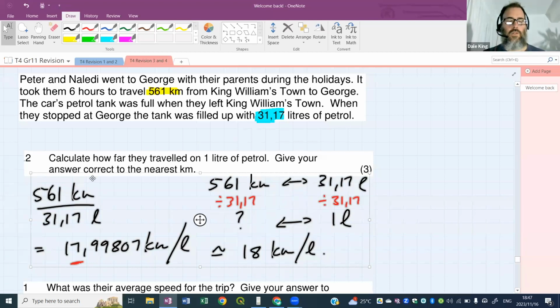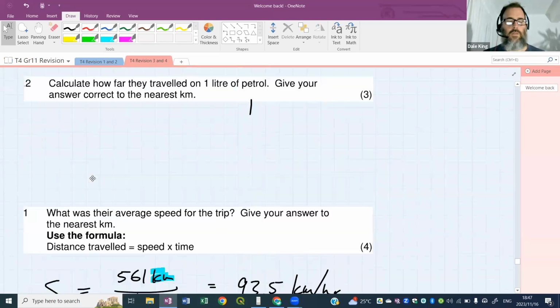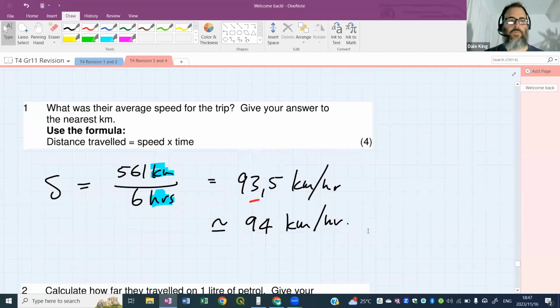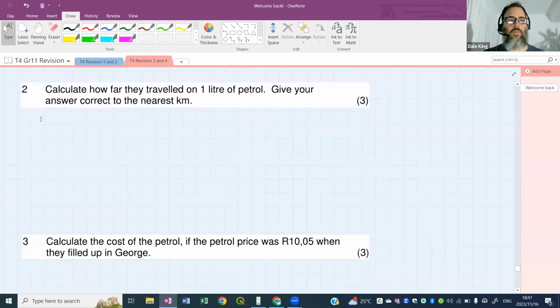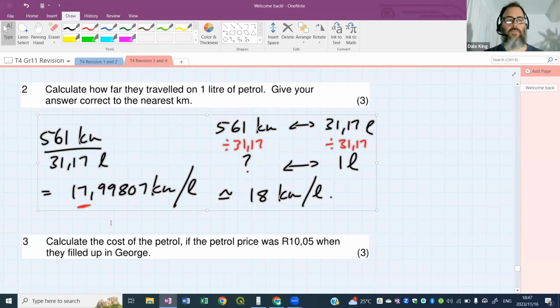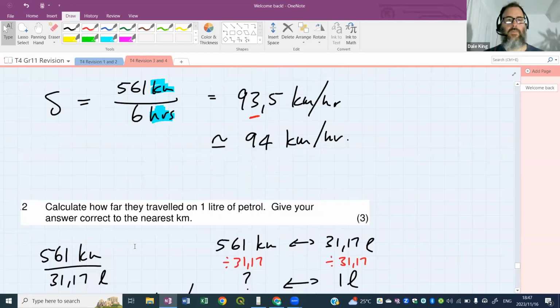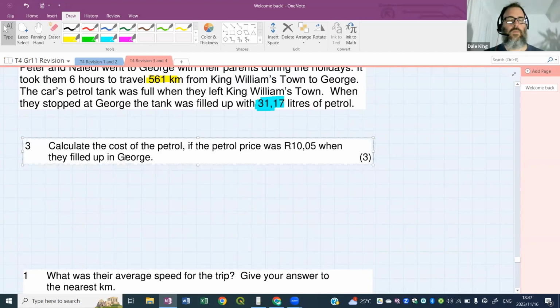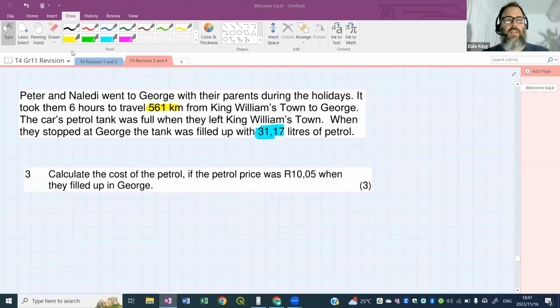So what I'm going to do is I'm going to take this answer and put it down here and have a look at number 3. All right, here we go. Good. Number 3 says, calculate the cost of the petrol.